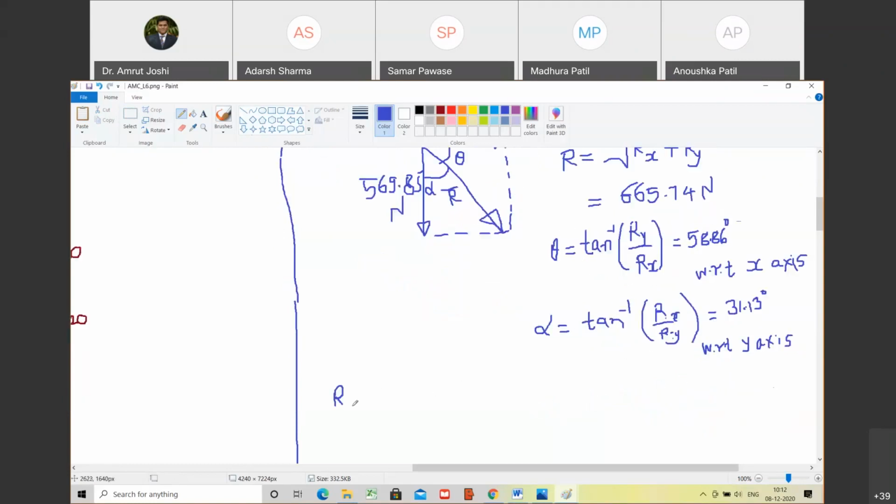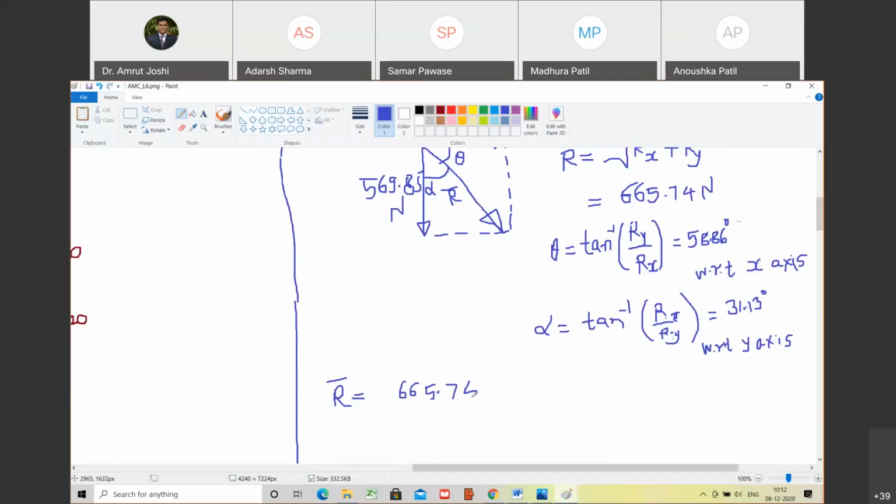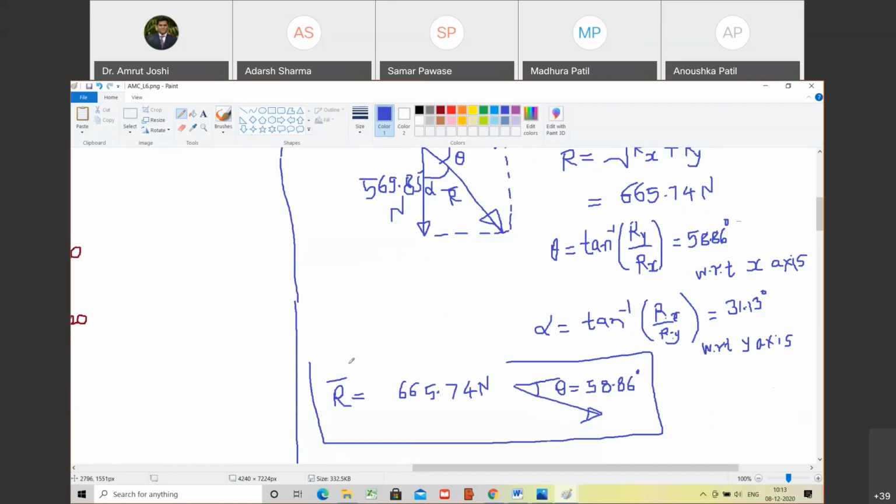So therefore, R is equal to, देखो R bar ऐसे लिखा है, equal to, तो पहले मैग्नीट्यूड लिखेंगे. मैग्नीट्यूड कितना है? 665.74. Tell me how much it is. 665.74 Newton. Do you agree with me? Yes, sir. हाँ. And फिर वो quadrant दिखाएंगे जिसमें ये angle है. Are you with me? And yes. This will be mentioned as theta is equal to 58.86 degree. इस तरीके से answer लिखते हैं. Are you with me? Yes, sir. This is how we specify the resultant or addition of two forces.